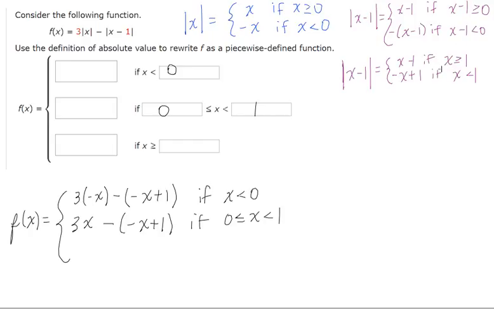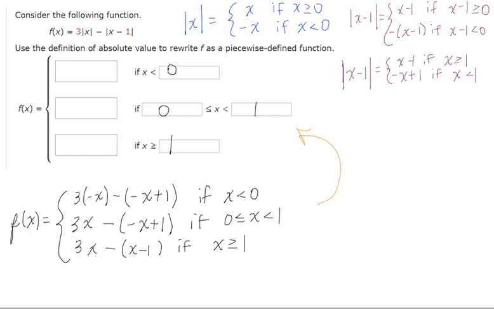And then if x is greater than or equal to 1, let's see, absolute value of x is defined by x, so the first term is 3x. And then it's minus the absolute value of x minus 1. Let's see, if x is greater than or equal to 1, it's defined by x minus 1. Okay, and now we can go from here to there. All we need to do is simplify each of these expressions.